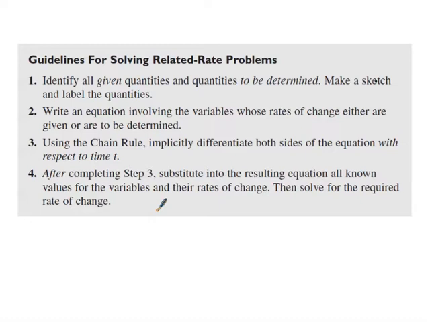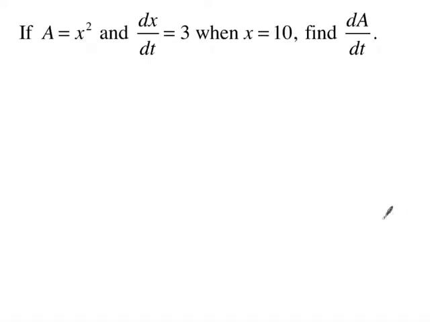Step 3, using the chain rule, implicitly differentiate both sides of the equation with respect to time t. So yesterday we did it with respect to x. Now we're going to do it with respect to time t. Same process. Okay? Step 4, after completing step 3, substitute into the resulting equation all known values for the variables and their rates of change. Then solve for the required rate of change. Okay? So let's start with number 1.